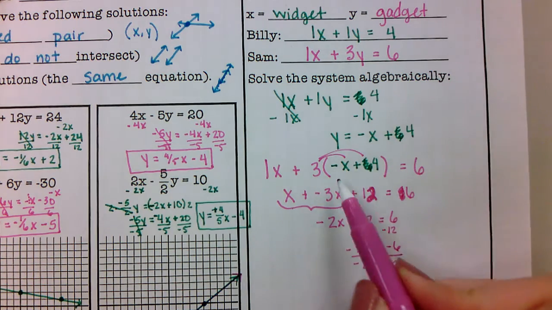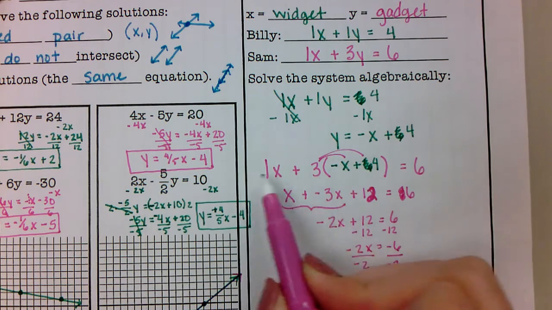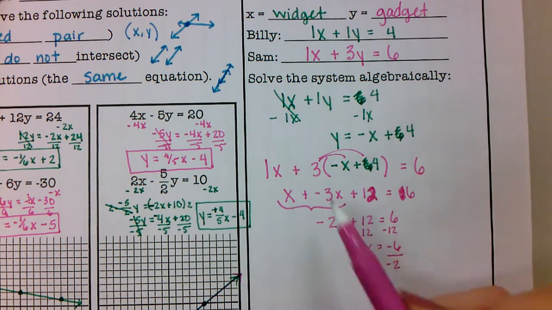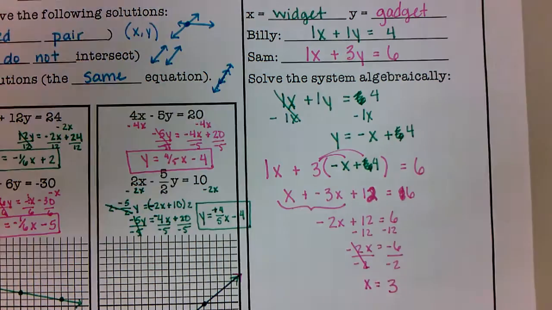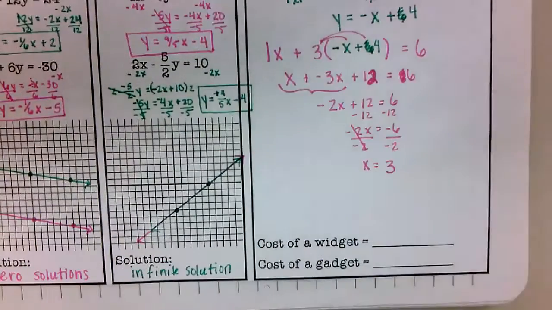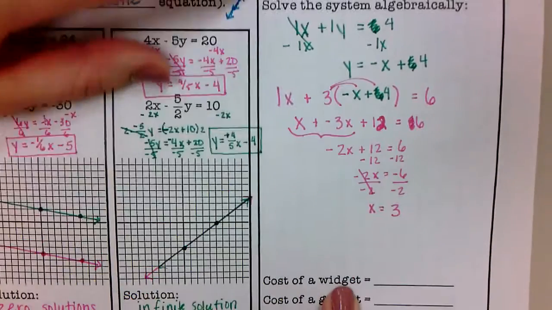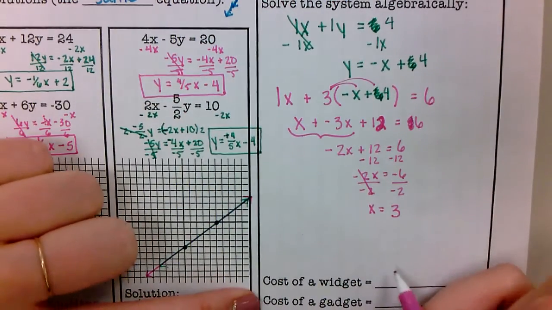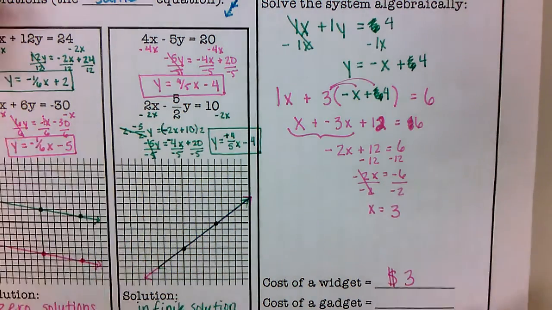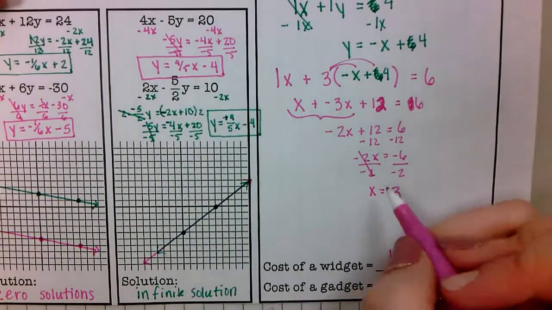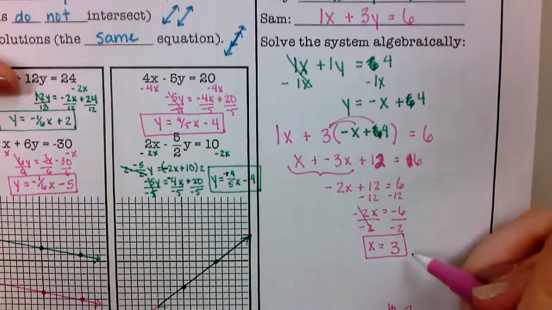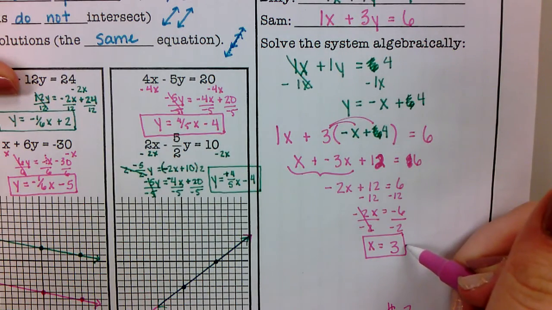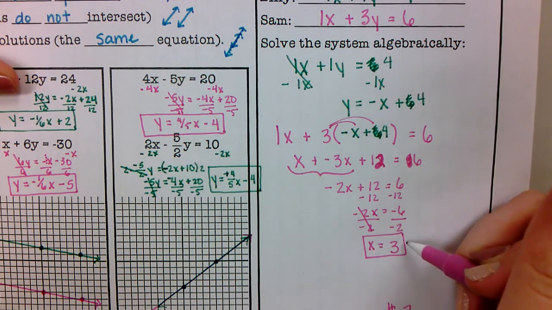So our goal is to figure out, since we plugged in the y, the only letters that we had here were x's. So I was solving for my x. So now x equals 3. So if we look down here at the bottom, the cost of a widget, which was our x value, we just figured it out. One widget is $3. So how do we figure out what the gadget is? Well, if I know that a widget costs X dollars, we just solved for it. Go back and plug it in.